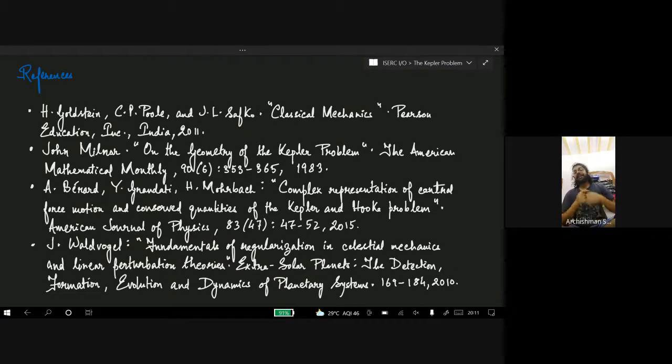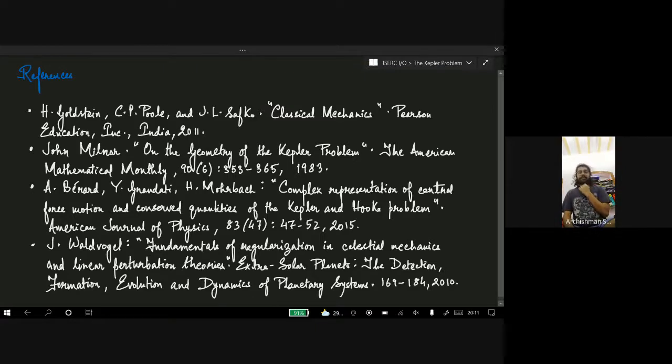The other references are Goldstein's book, which is an amazing introduction to classical mechanics. If you want to study the Kepler problem, how to find out the orbits and the motion in time, you should look in Goldstein's book, as well as for material about the Laplace-Runge-Lenz vector.